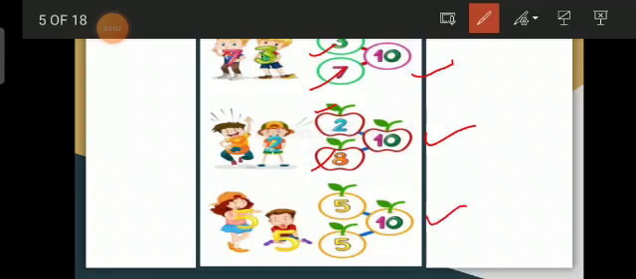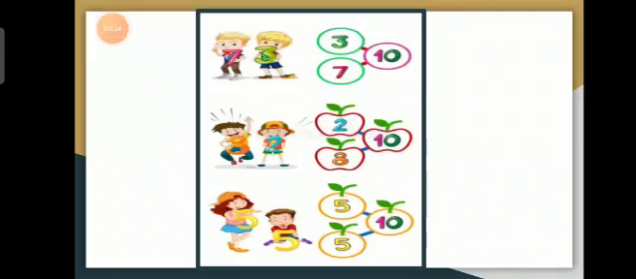Okay, one by one, when we add these three pairs of numbers, the answer will be 10. 3 and 7 give answer 10. 2 and 8, we add, the answer will be 10. 5 plus 5 also gives us the total 10. Okay. Now move to the next slide.